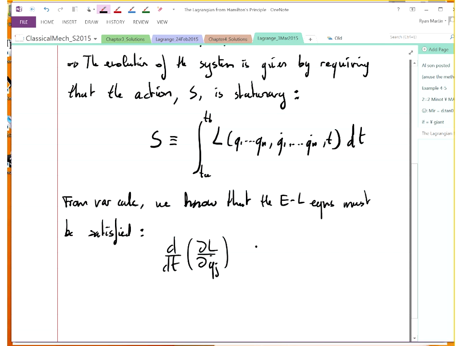So we know, well, we spent some time showing this, that the Euler-Lagrange equation must be true. So d by dt of ∂L/∂q̇_j minus ∂L/∂q_j equals 0.